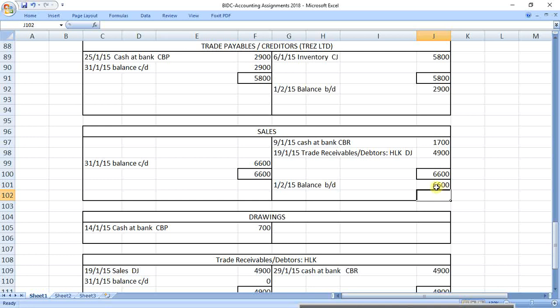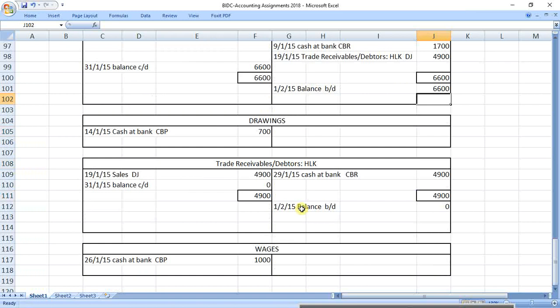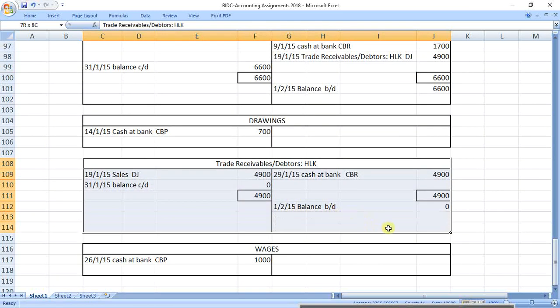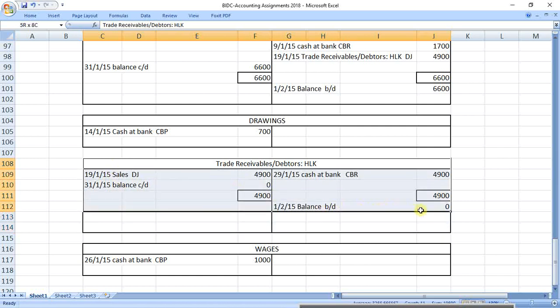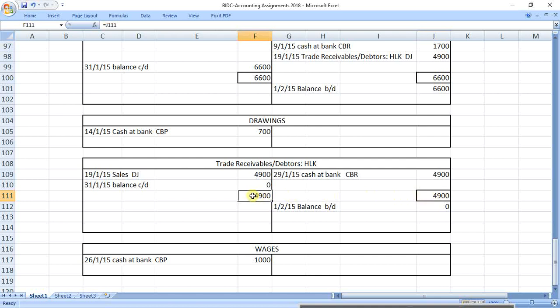Then for trade receivables, it's joint nothing. Trade receivables are the last one you have to balance. Wages also just had one figure, so nothing to balance there. This one actually balances off, so it would actually be just 4,900 here.